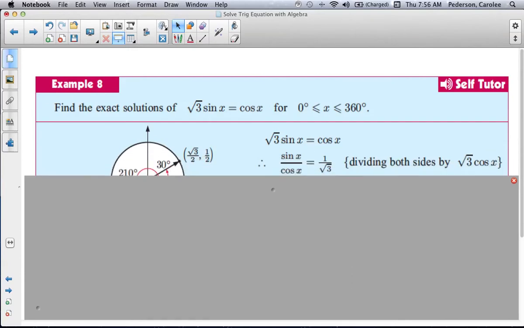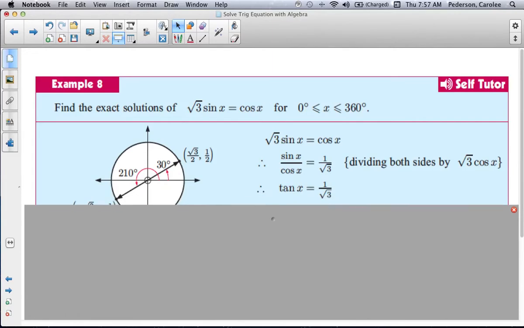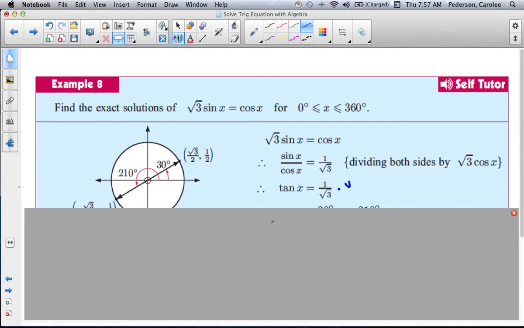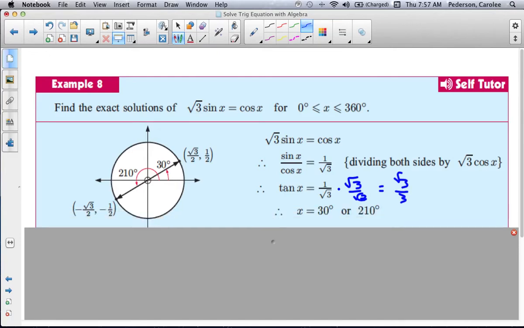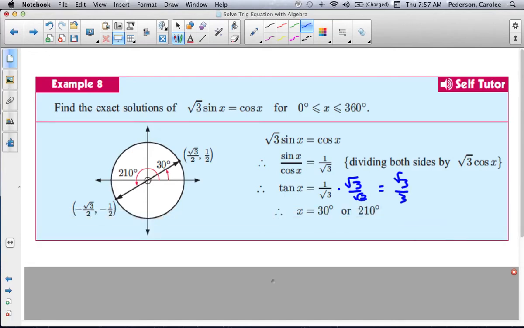is dividing both sides by the square root of 3, and then dividing both sides by the cosine of x. And then noticing that the sine of x divided by the cosine of x is the tangent of x. Now we tend in our class to rationalize this piece. So it'll be square root of 3 over 3. Then you would use your unit circle.